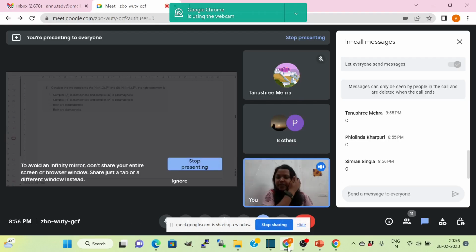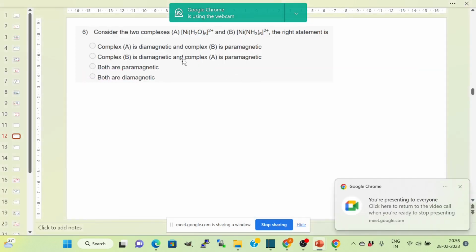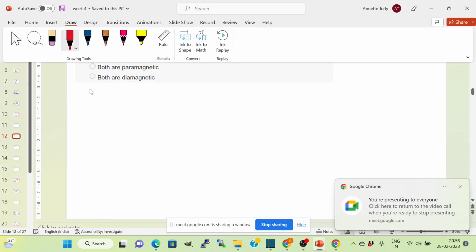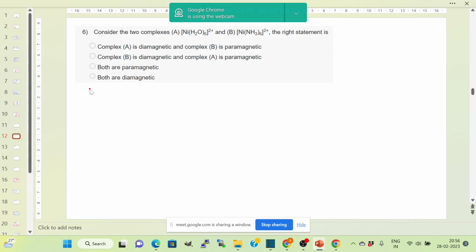Okay. So yeah, we will discuss now. [Ni(H2O)6]2+. In this case, nickel is in 2+ state. So in 2+ state, it has d8 and this is an octahedral complex. So t2g, eg, and also water is a weak field ligand, so there is no pairing. 3, 4, 5, 6, 7, 8. So this definitely is paramagnetic.